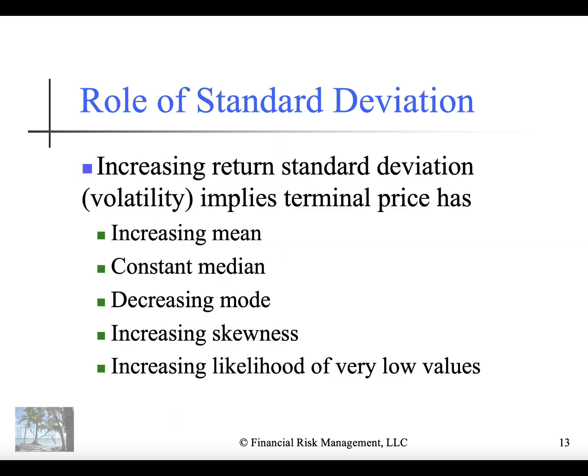at this point. I do want to get across some comparisons to make sure we understand how standard deviations affect the PDF and CDF. And so if we have increasing return standard deviations, the terminal stock price is increasing in the mean. It has a constant median, decreasing in mode, increasing in skewness. And what's interesting to me is it increases the likelihood of very low values.